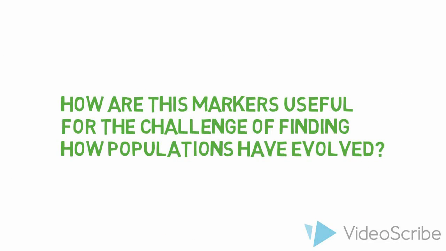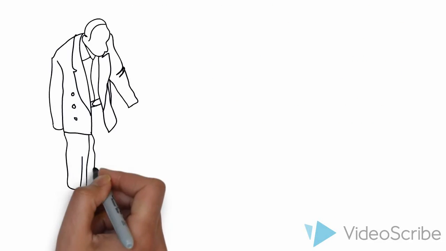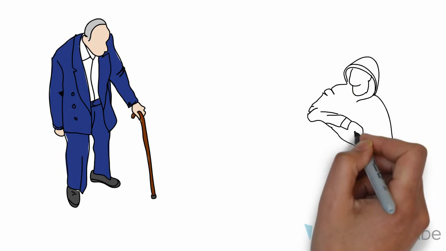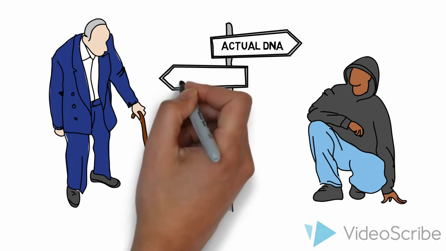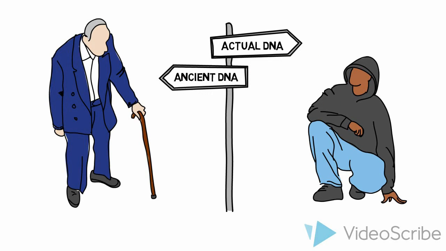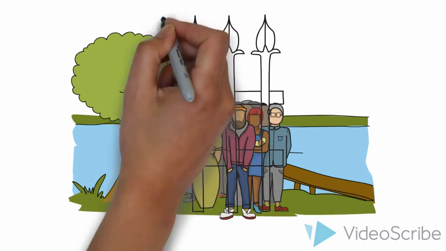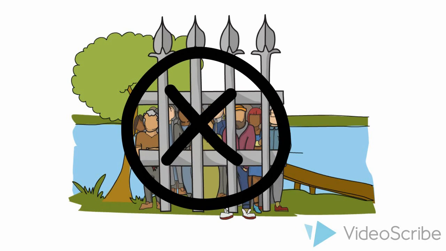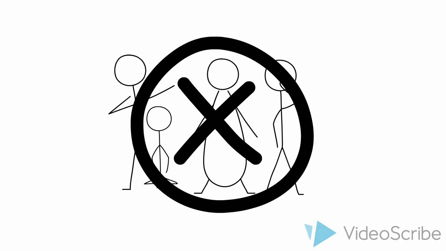But how are these markers useful for the challenge of finding how populations have evolved? Information provided by the study of ancient DNA and actual DNA, jointly with findings in archaeological sites, etc., has led to a number of hypotheses on how the world's population today has become genetically as it is and how it has varied over time. The first theory says that those who first colonized a region are directly and solely related to subsequent generations in this place. Another one supports that advanced communities replaced other less developed ones.